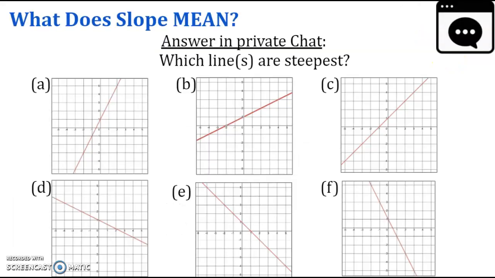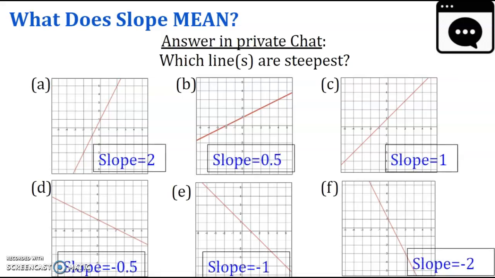Alright, so at this point, we're going to do some exercises just visually, looking at these different graphs. Which line is the steepest? Just tell me, what do you understand about the word steep, and which is the steepest? Well, I hope you're telling me it's A and F. And it turns out that these are the slopes. The slope was 2 here, and the slope here was -2, compared to slopes of 0.5 and 1 and -0.5 and -1.